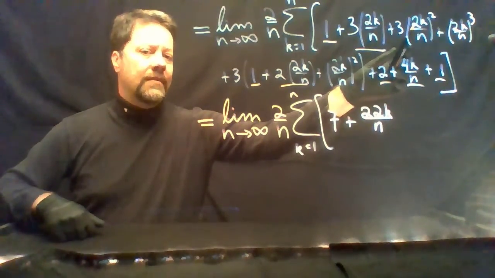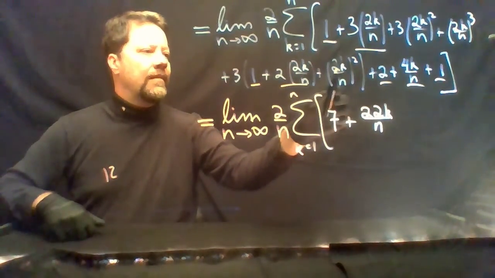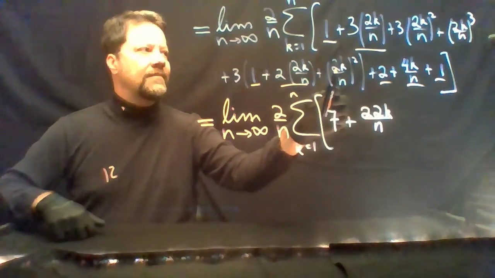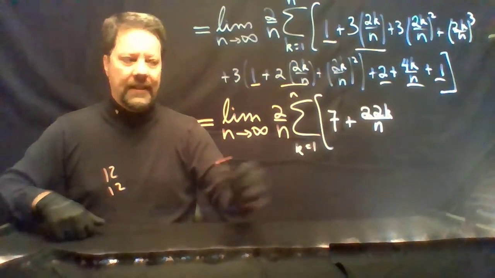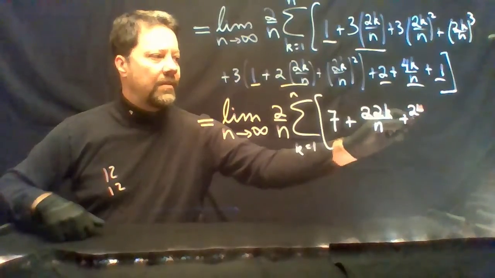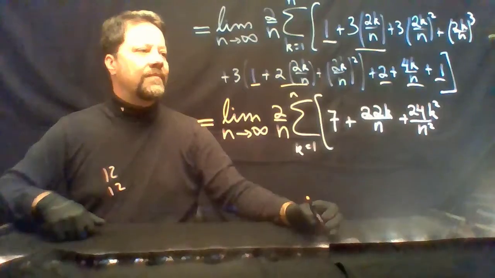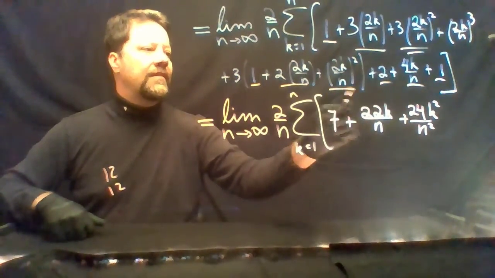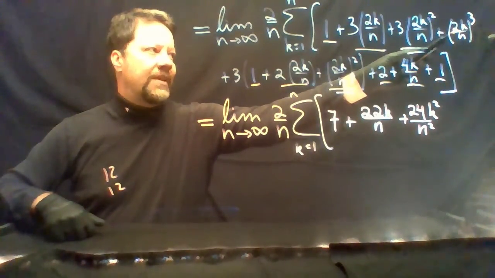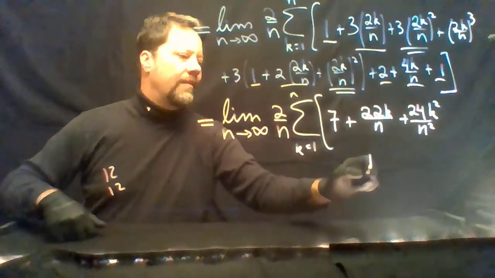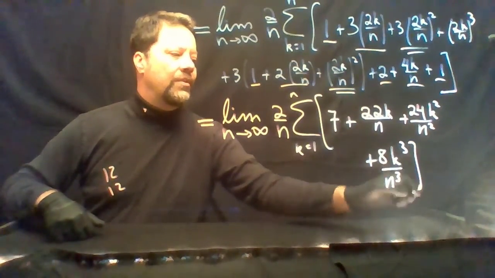This 2 gets squared, so that's going to be 4 times 3, which is 12. This 2 gets squared, and so that's going to be 4 times 3. It's another 12. And so 24 k squared over n squared. That takes care of these terms. That leaves only this last term, which has a 2 cubed. That's going to be plus 8k cubed over n cubed.